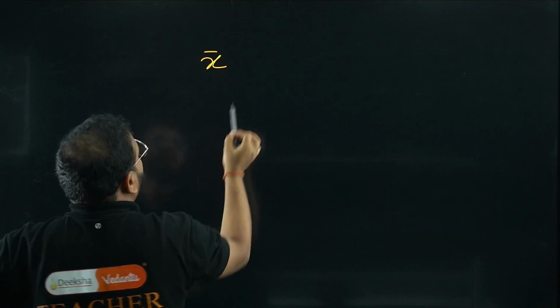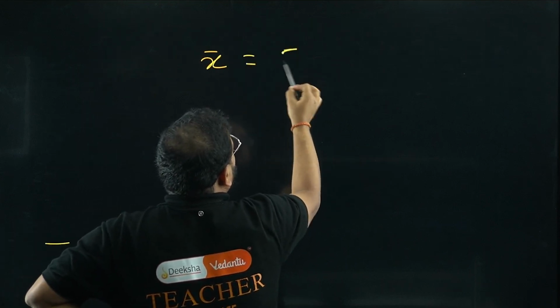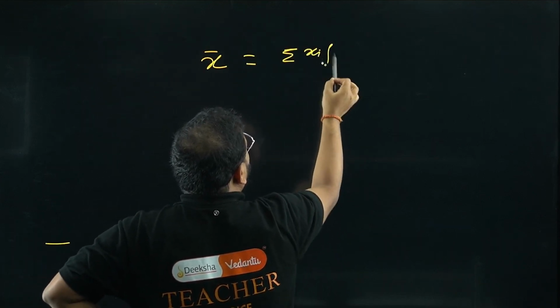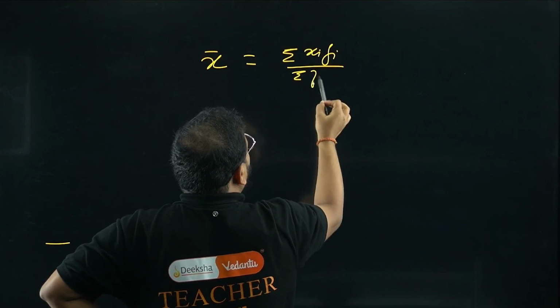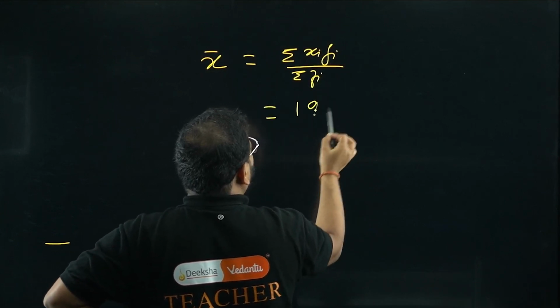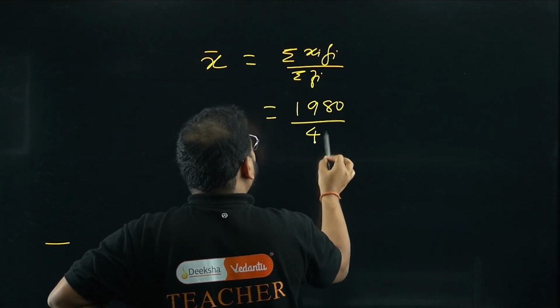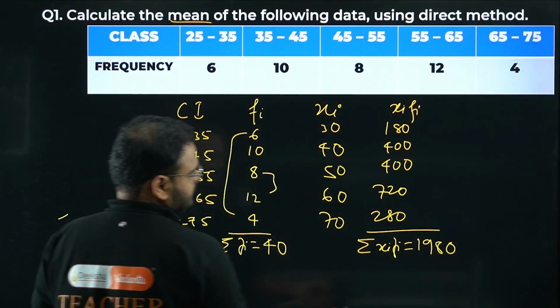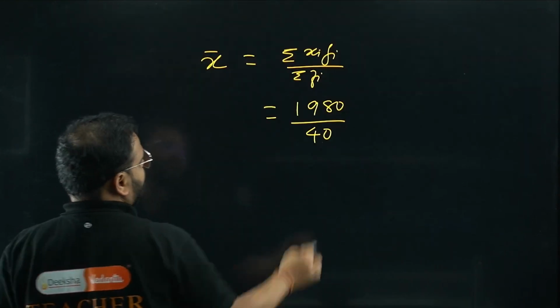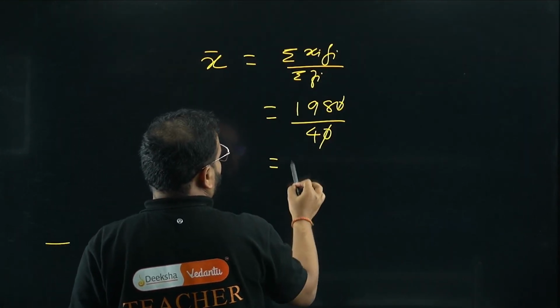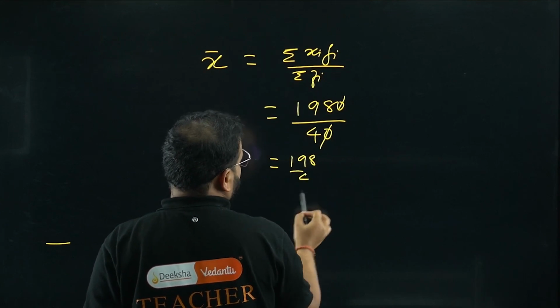What is the formula? X bar is given by direct method: sigma xi fi by sigma fi. How much is that? 1980 was it? By 40. Have a look. 1980 by 40. Cancel this. What I'm getting? 198 by 4.